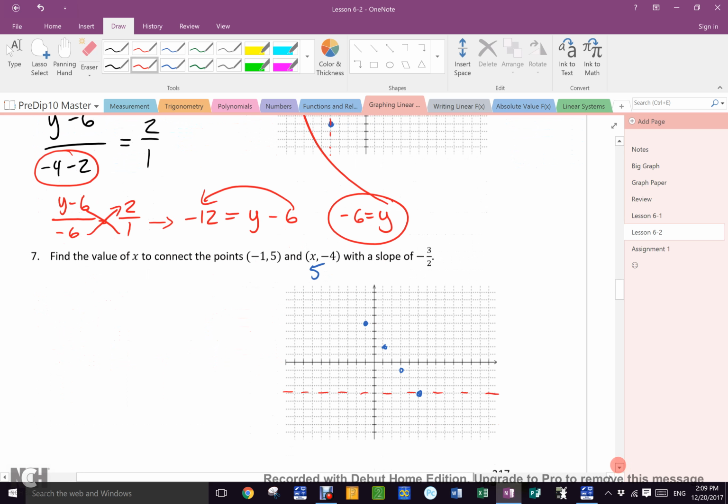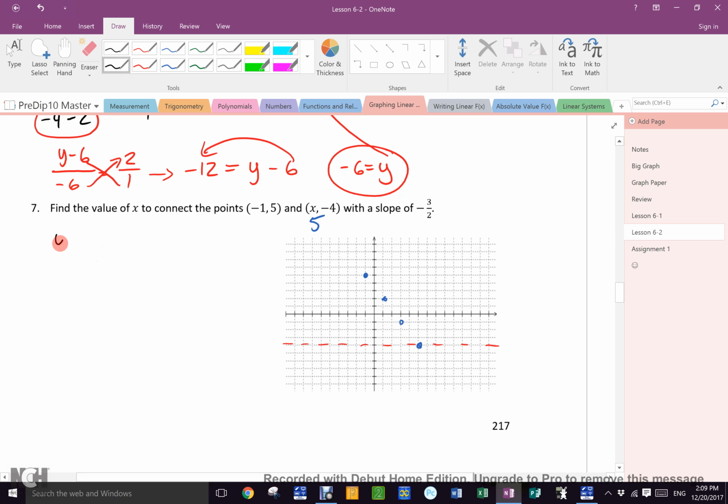Everybody good? So what are we going to do down here? y2 minus y1 over x2 minus x1 equals slope. What do I know? You know everything except for that. I'm missing an x. So fill this in. What do you want to write for y2? Negative 4. Great. Minus. What does that make y1? 5. Over. What does that make x2? X minus, x minus negative 1, which is plus. x plus 1. And what does that equal? Negative 3 over 2.